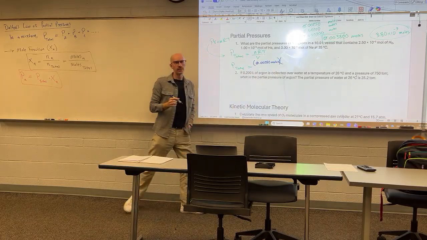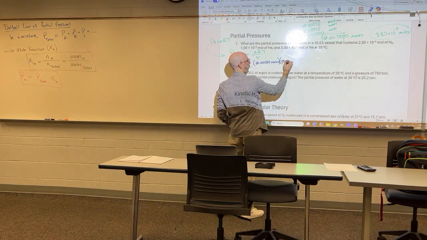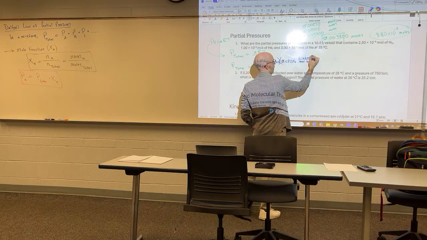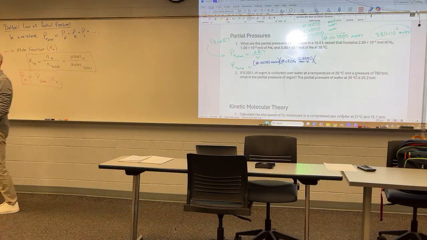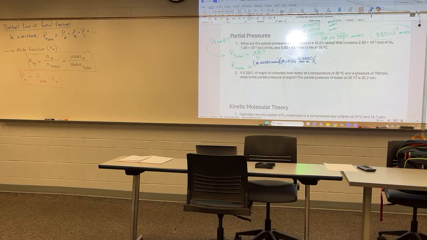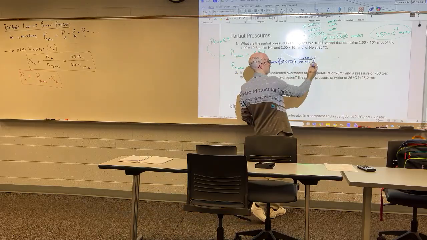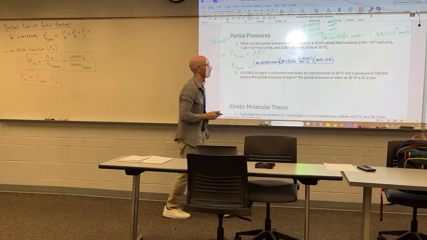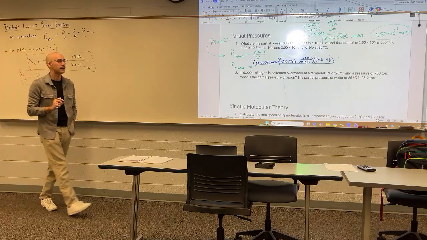Anybody want to choose an R value constant for us? You want to use atmospheres? 0.08206 liter atmospheres per mole Kelvin. And then I put in 35 degrees C. You're right, 308.15 Kelvin. Divided by 10.0 liters.